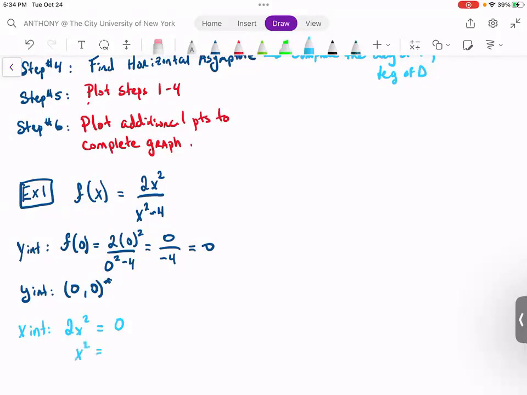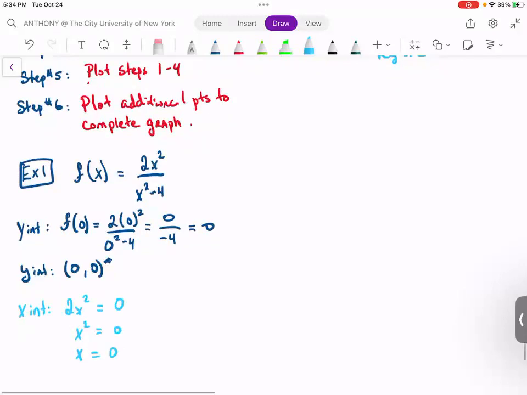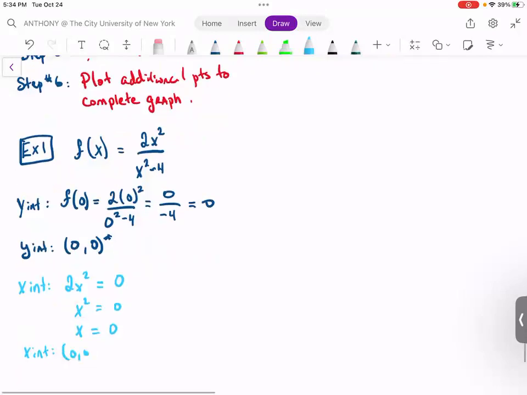Now, if you solve for x by using the square root on both sides, x is equal to what value? 0. So as an ordered pair, the x-intercept is just the origin, which makes kind of sense because if the y-intercept is the origin, then the x-intercept is also going to be the origin, 0, 0. All right, so we have the y-intercept, we have the x-intercept. Now we're going to get the vertical and horizontal asymptote.